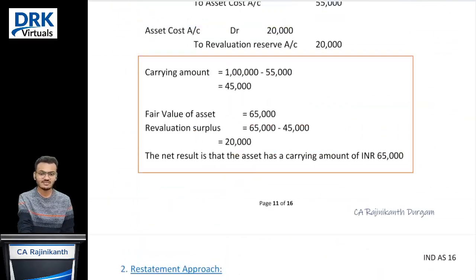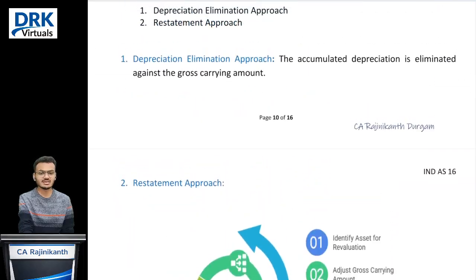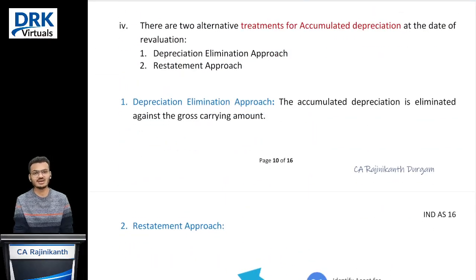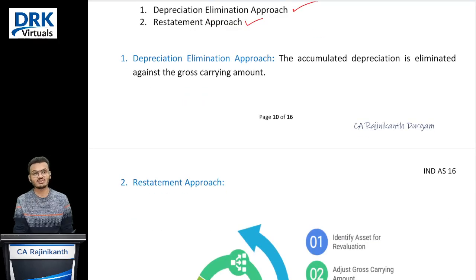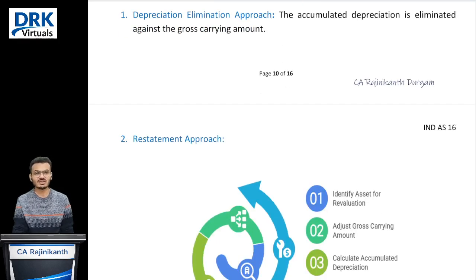And next one is, if the entity follows the accumulated depreciation method, how to deal with the revaluation. The standard has given two alternative treatments for accumulated depreciation at the date of revaluation. What are they? Depreciation elimination approach and restatement approach. In case we follow the accumulated depreciation method, one more account comes into the picture, right? What is that? Accumulated depreciation account, right? So in the depreciation elimination approach, we should eliminate the balance in the accumulated depreciation account, that we should adjust to the gross carrying amount of the asset only.